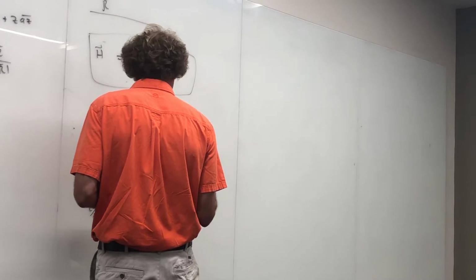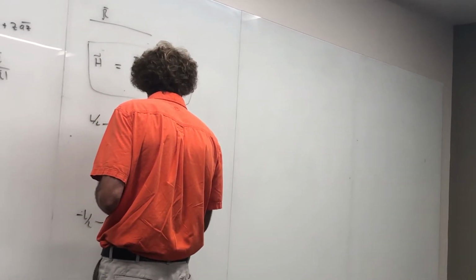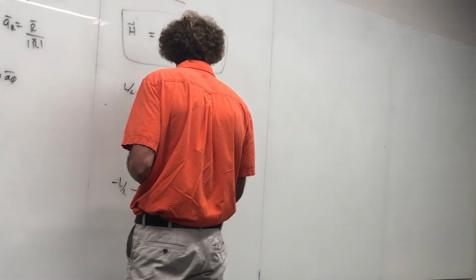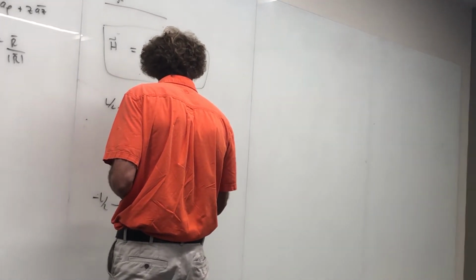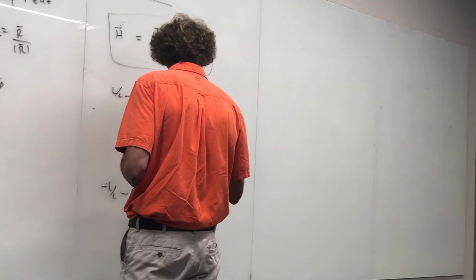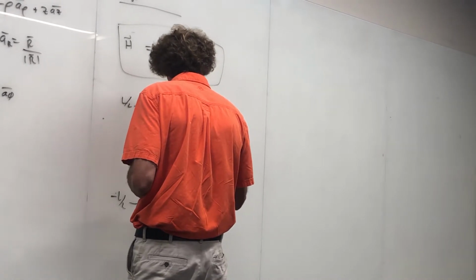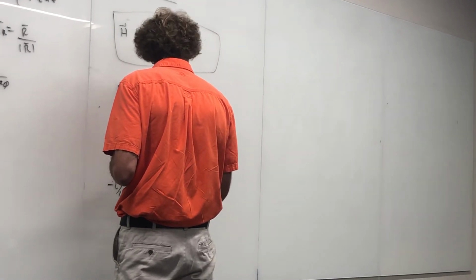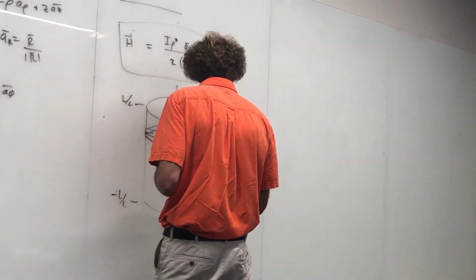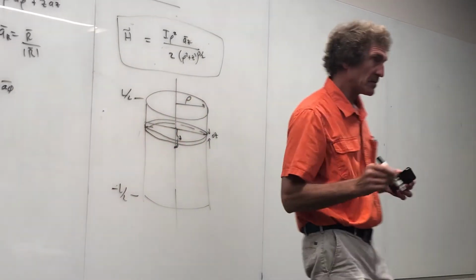And now what I'm going to do is say that I have a ring. I'm going to have a differentially thick ring at a height z. I probably can't draw it very well, but you can follow me. An infinitely thin ring like this around here. And this is going to have a thickness of dz. Can you all see what I'm doing there?